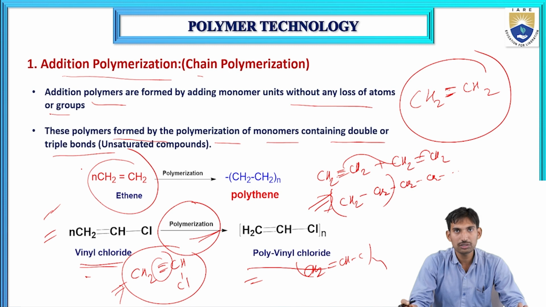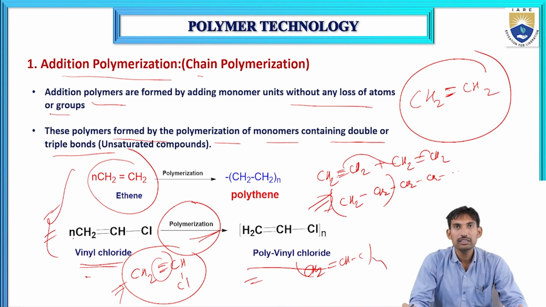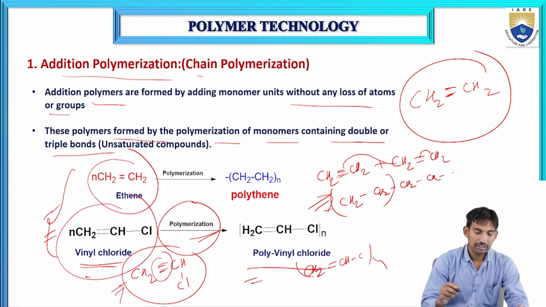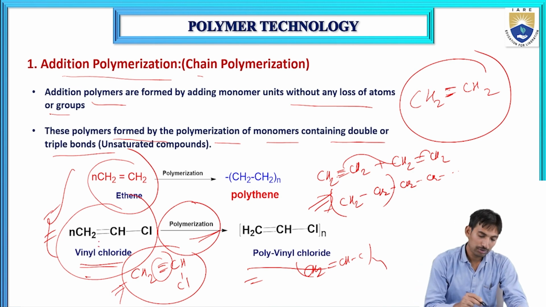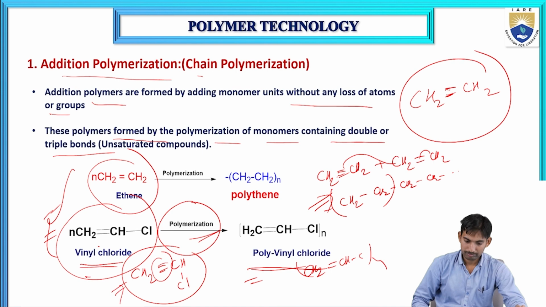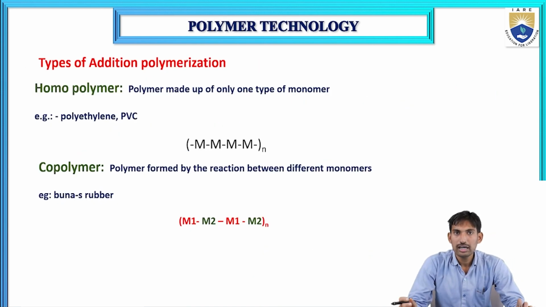What are the examples for addition polymerization? There are two examples I have mentioned. One is polyethylene, which can be prepared using ethylene monomer. The ethylene monomer contains at least one double or triple bond. The second example is vinyl chloride, which also has one double bond. It will undergo polymerization and form polyvinyl chloride. In this addition polymerization, there is no loss of atoms or groups.